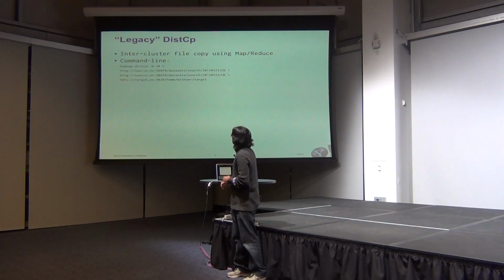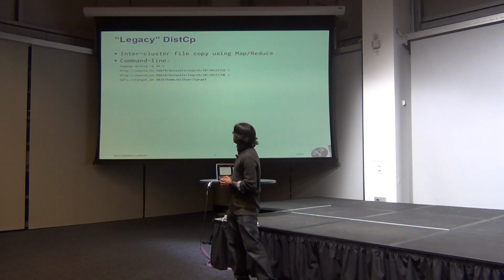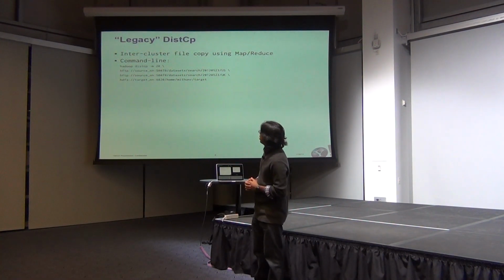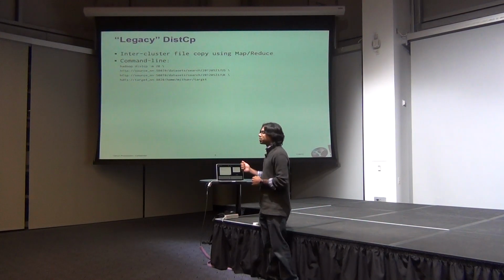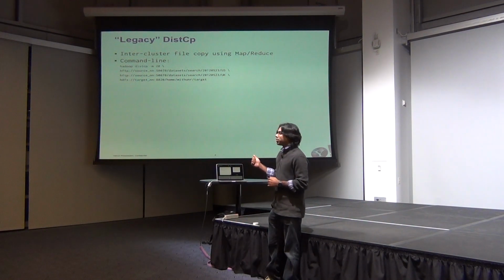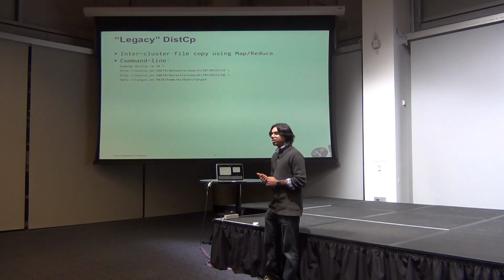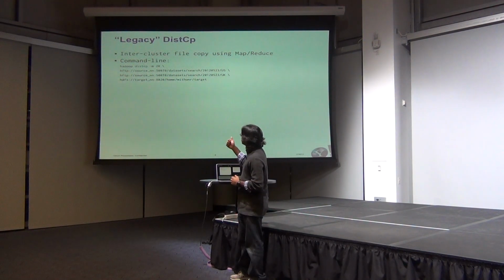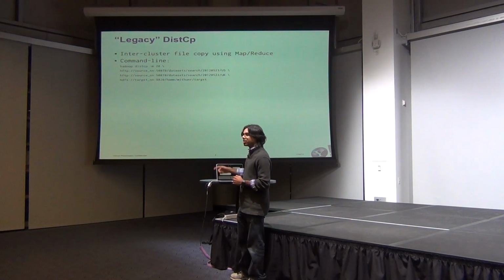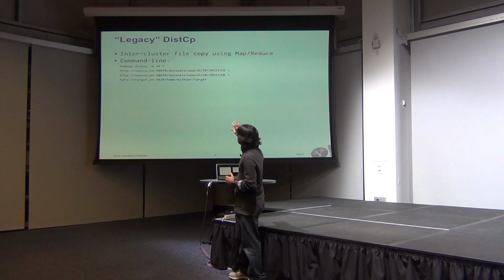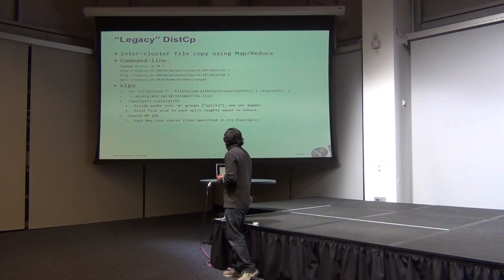So, as for the command line, is the slide visible? The command line is pretty evident. -m20 indicates the number of mappers to run. You have a bunch of source paths, and the last part is the target. So it does MapReduce copies from sources to target.